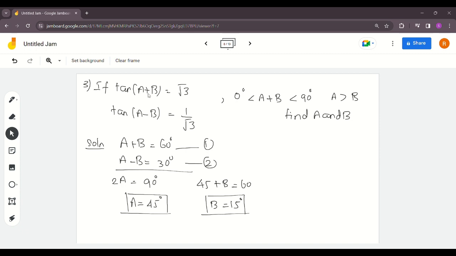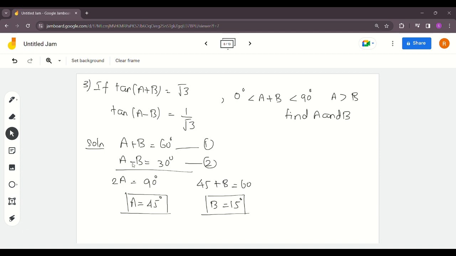Because it is given tan of A plus B is root 3, which means A plus B should be 60 degree, because then only tan 60 becomes root 3. And similarly tan 30 degree equal to 1 by root 3. So A minus B should be 30 degree. So A plus B is 60, A minus B is 30. So name these equations as 1 and 2. Do elimination method, add both of them.